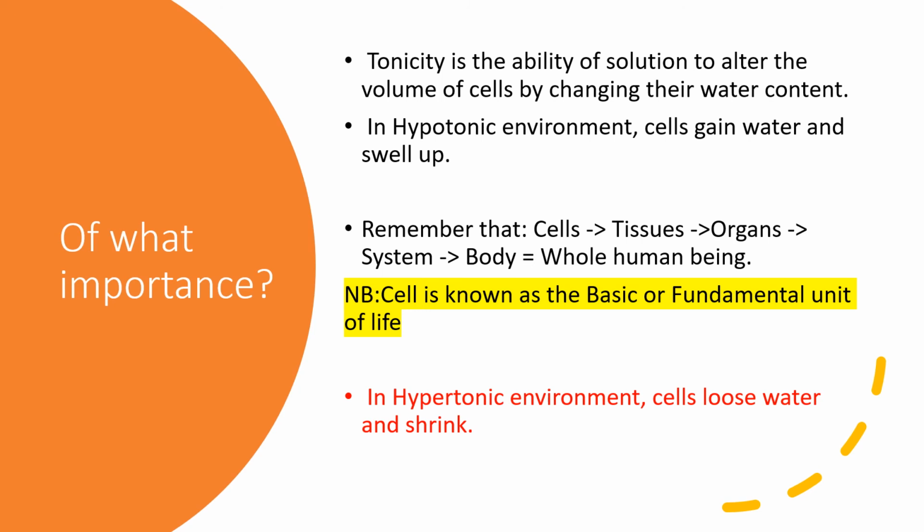And today, I'll be talking about the environment that the cell could be found in. In a hypertonic environment, like in hypernatremia, cells will lose water and shrink, and we don't want that.